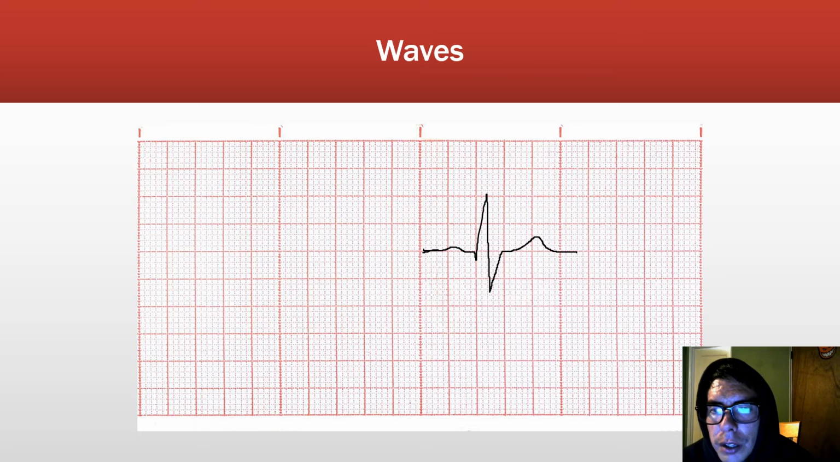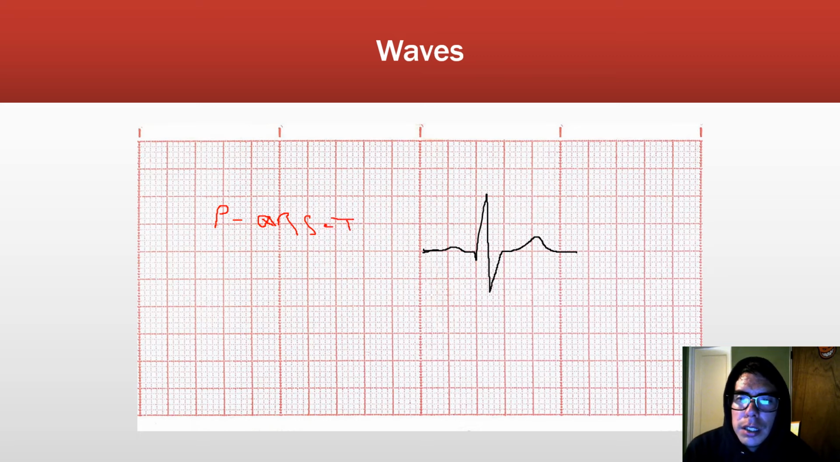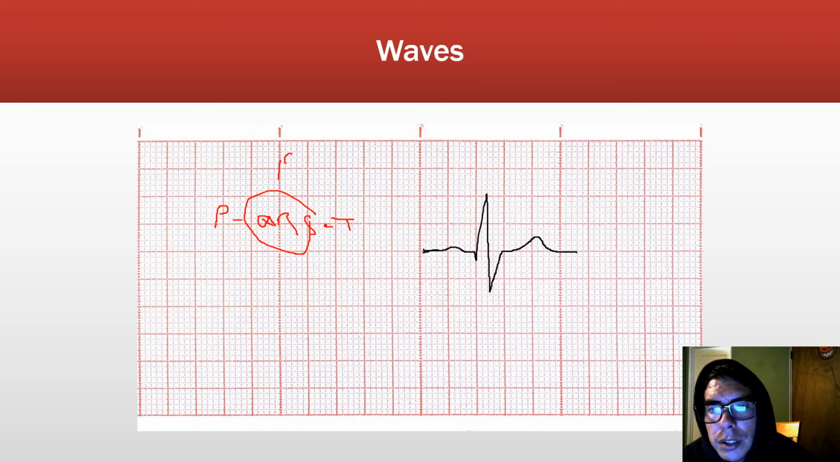So the waves go P, QRS, T. So I'll write that over here. P, Q, R, S, T. And QRS is kind of together, and we call that the QRS complex. Oh god, I don't want to write that, but I'll do it anyway. Complex. And I'll talk about that here very soon.